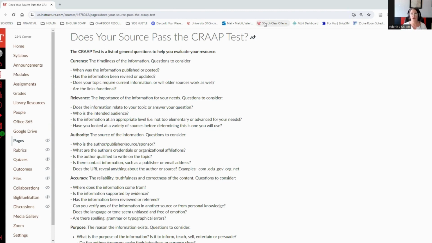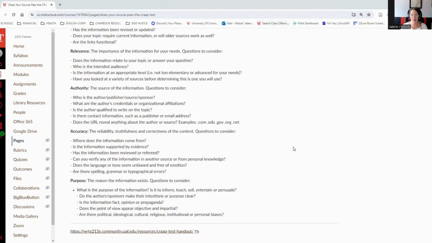Again, that's kind of relating to logos, right? We have facts and figures, things that we can look up elsewhere, things that we can verify and say, yes, this is truthful, right? Does the language or tone seem unbiased and free of emotion? Are there spelling, grammar, and typographical errors? Of course, that is also going to make something questionable if somebody uses poor grammar or doesn't bother to proofread and check prior to publishing things. And I know I've been guilty of hastily proofreading through something before publishing it in Canvas. Mea culpa. But yeah, so that's another thing to look for with accuracy.